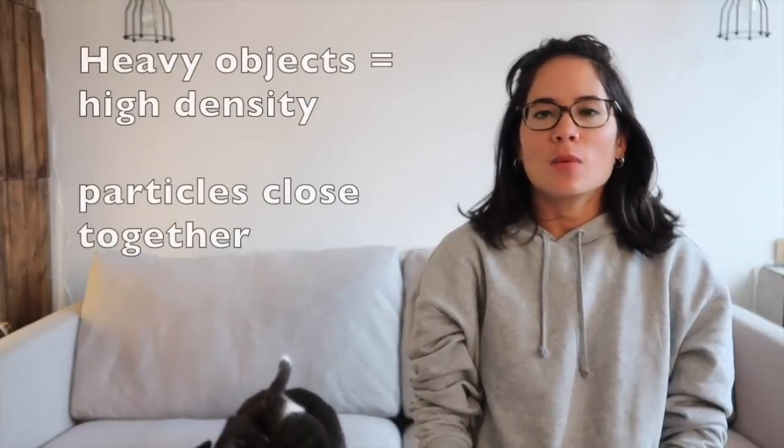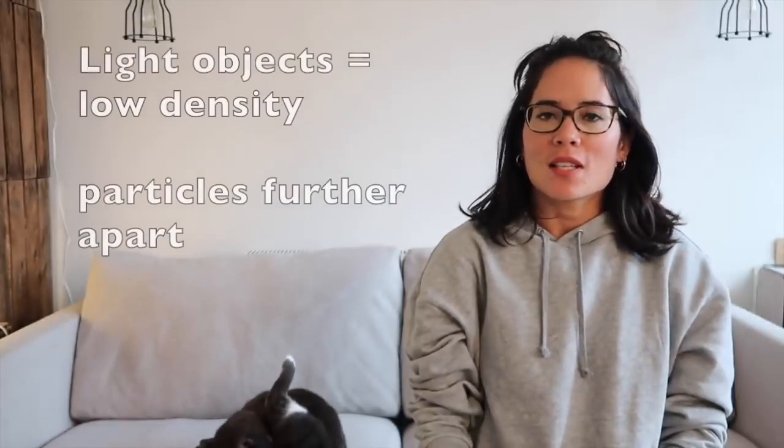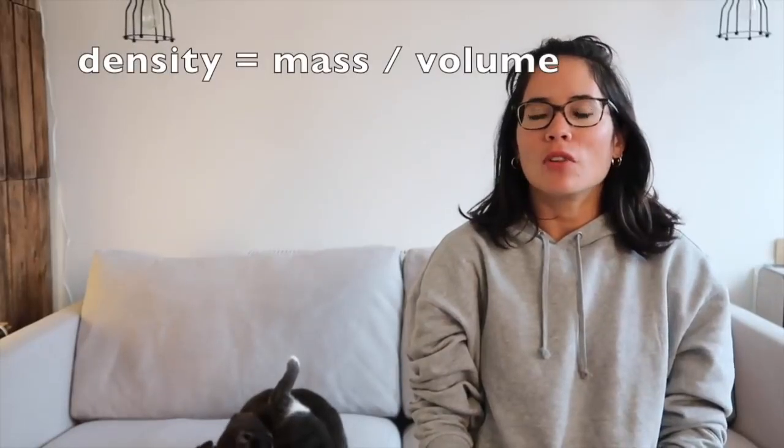So we're looking now at the density and pressure topic. So remember, density is to do with how close together particles are. Heavy objects have high density, and that's because the particles are close together. Lighter objects are less dense, and that's due to the further apart spacing of the particles. Now the equation you need to know about is density equals mass over volume.